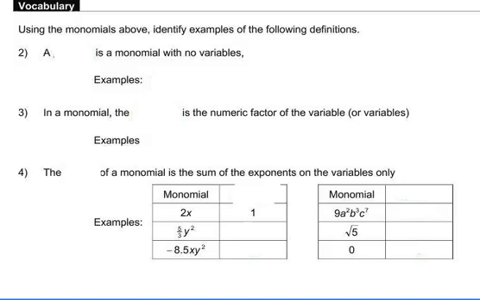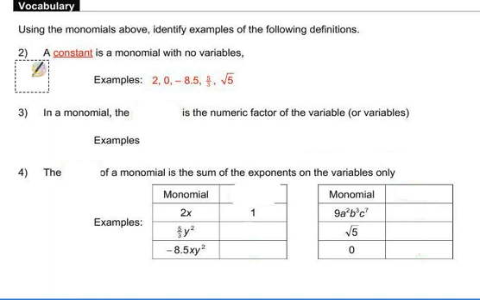Okay, some vocabulary we need to know. A constant is a monomial with no variables. 5, -7, 24. These are all constants. There's no variable in there. Even square root of 5 is a constant. It's always going to be that decimal number you get.